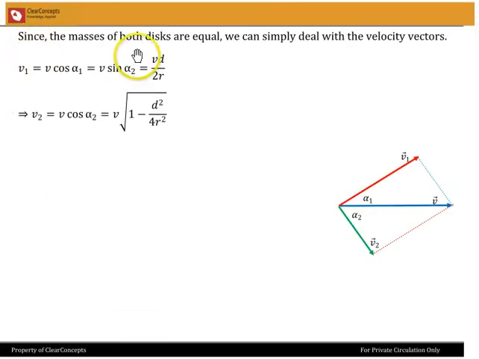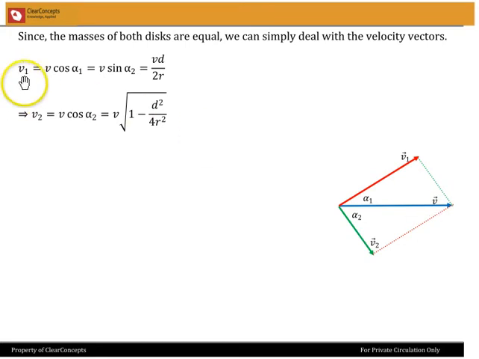Now the masses of both disks are equal, so we can just use velocity vectors because the m terms will cancel out. So if we have a vector diagram for v1, v2, so that's v1 moving off at alpha 1, and there's v2 moving off at alpha 2. They should sum and give us v. Yeah, that's the whole idea of conservation of momentum in this case.